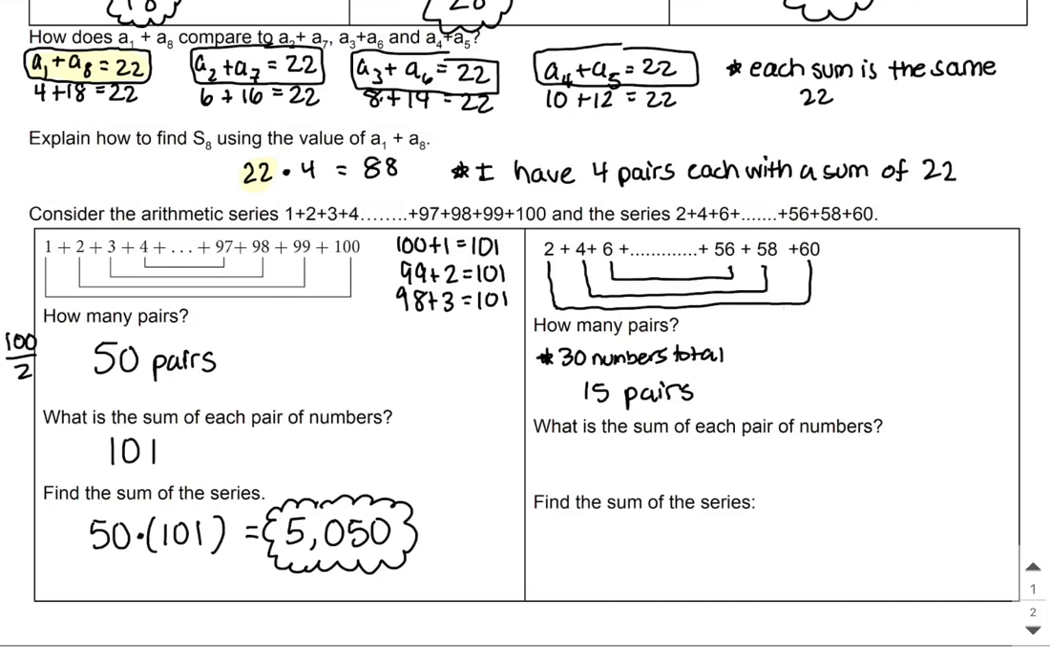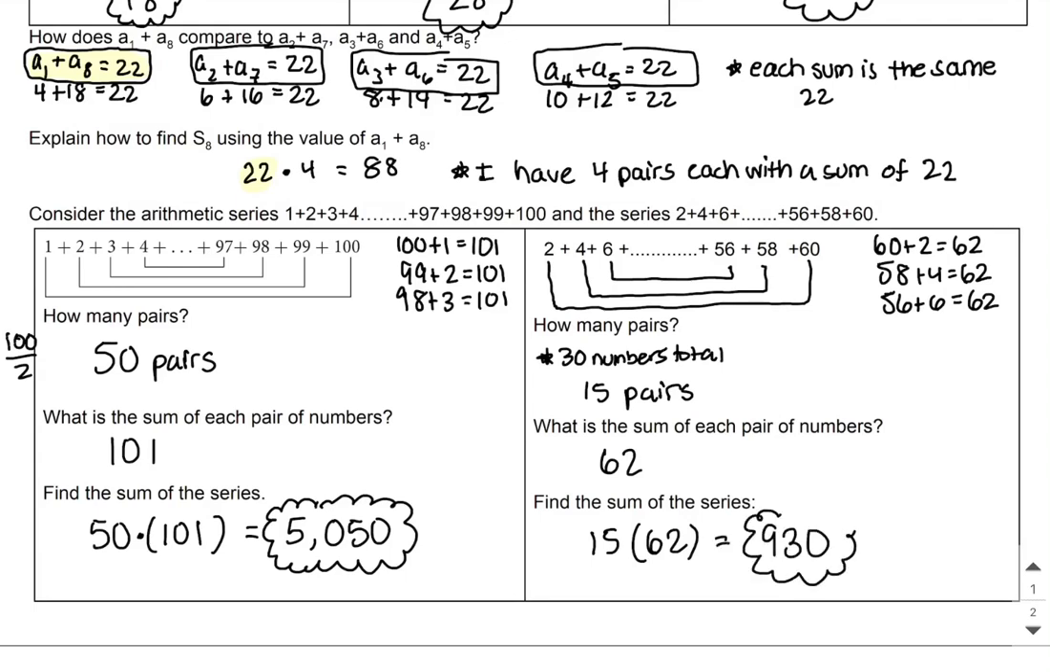And I want to know what's the sum of each pair of numbers if I pair them up the same way I did with the first one and the example before. First with the last, second with the second to last, third with the third to last. Well, I have 60 plus 2 gives me 62. I have 58 plus 4 gives me 62. And 56 plus 6 gives me 62. So the sum each time is 62. I have 15 pairs of 62. 15 times 62, and that gives me 930. So the sum of this series, very quickly I can find, is 930.